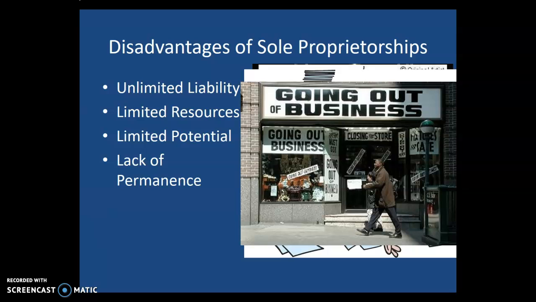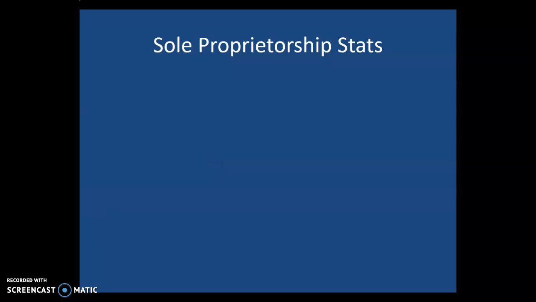This business will cease to function unless someone should buy it from them, and then change ownership and continue running. But there's absolutely no guarantee that that would happen. And in fact, most sole proprietorships will simply disappear at some point when the owners decide to stop running the business. So we'll finish off by looking at some statistics.